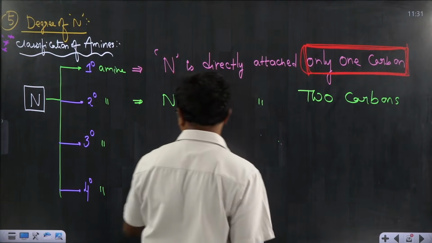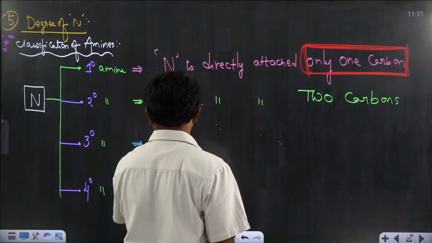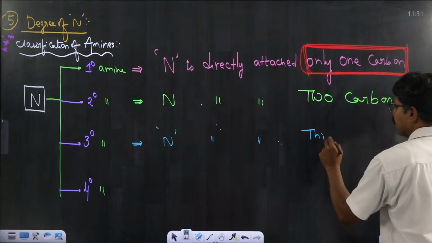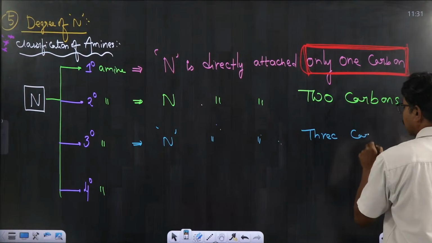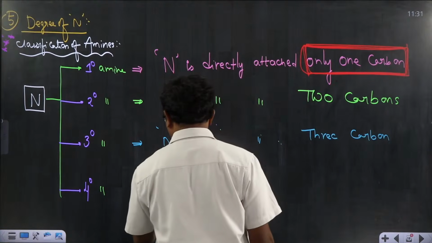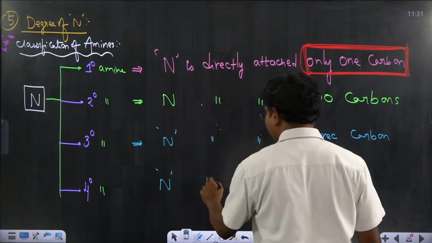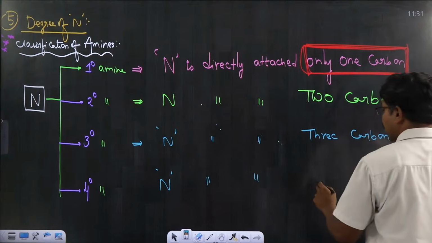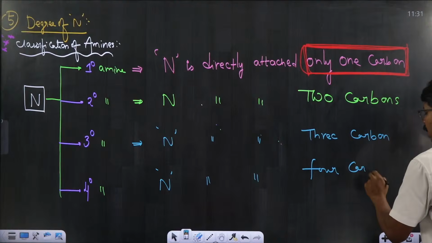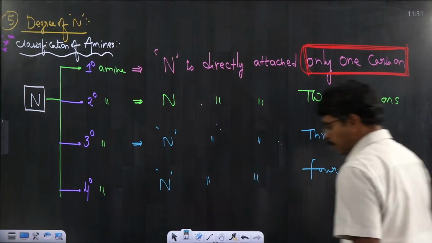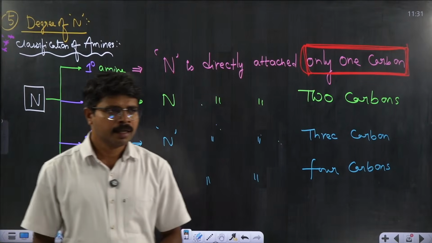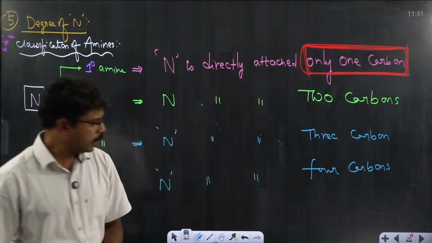In the same way, tertiary amine is the one in which nitrogen is directly attached to how many carbons? Directly 3 carbons. It is not a tertiary carbon. In the same way, quaternary or 4-degree amine is the one in which nitrogen is directly attached to 4 carbons. I hope this point is clear. Was it clear? Okay, I think this point is clear.